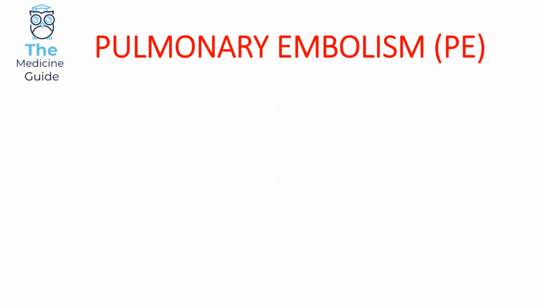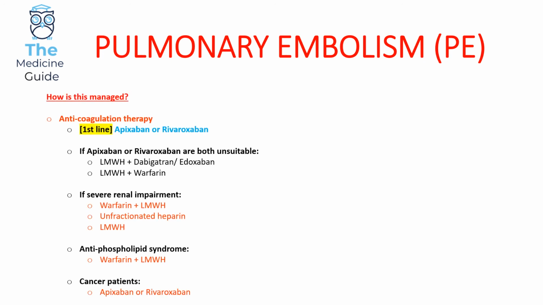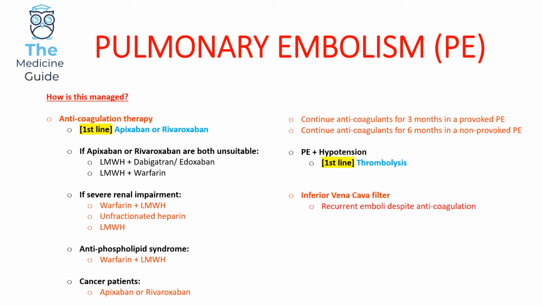So now we're going to be looking at the management of a PE. So the management of a PE, first line, is using apixaban or rivaroxaban. Now, if apixaban or rivaroxaban are both unsuitable, then we would offer the patient low molecular weight heparin and either dabigatran or edoxaban, or we could offer the patient low molecular weight heparin and warfarin.